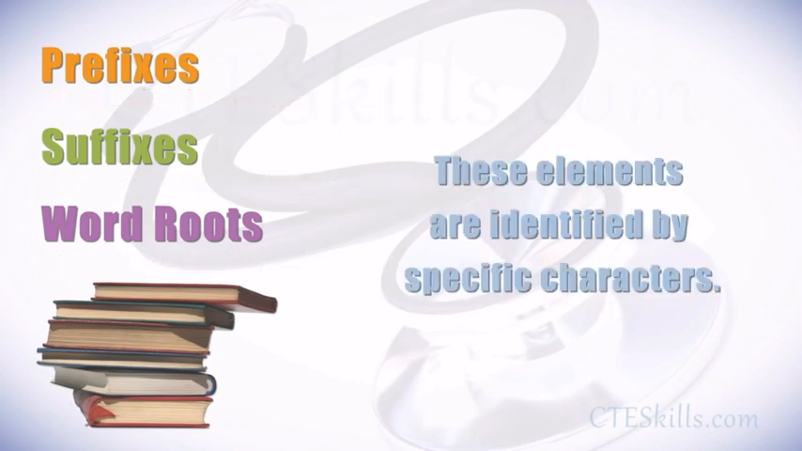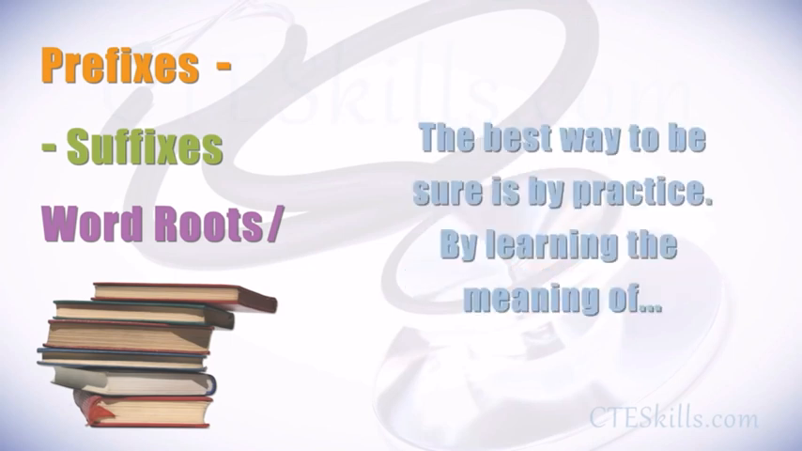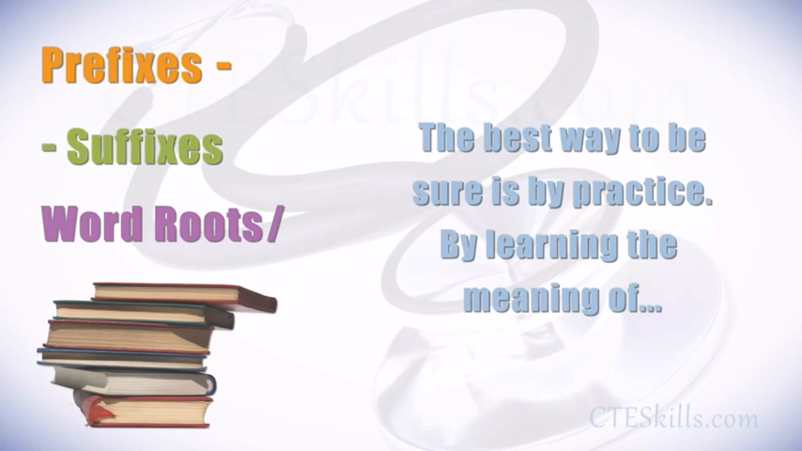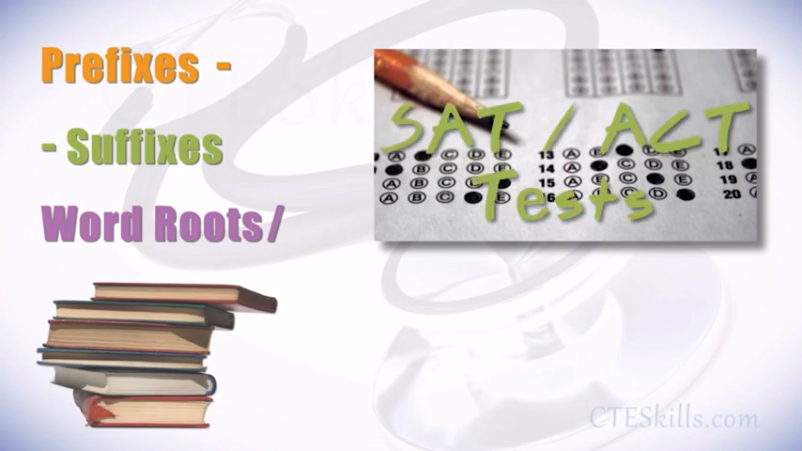These elements can be identified by specific characters. A root word will be followed by a forward slash, a suffix will follow a hyphen, and a prefix will precede a hyphen. Although these elements can be identified by these specific characters, the best way to be sure is through practice, by learning the meaning of word roots, suffixes, and prefixes. Learning this course will also enhance your ability to score better in the English portion of the SAT test and other similar tests such as the ACT.